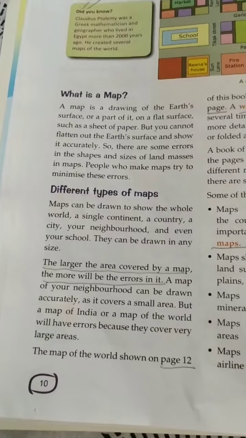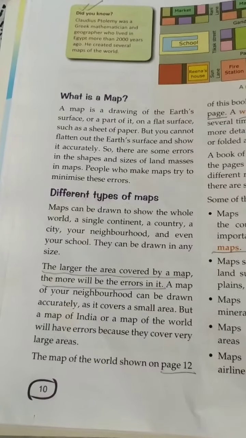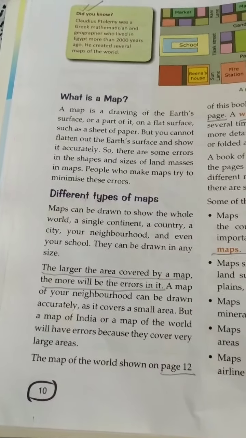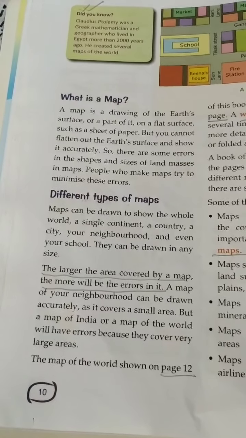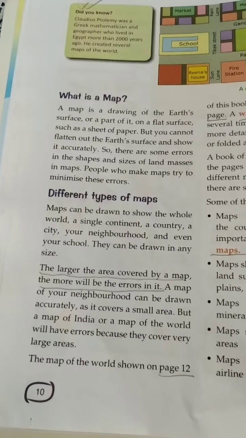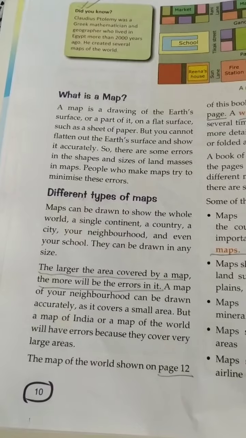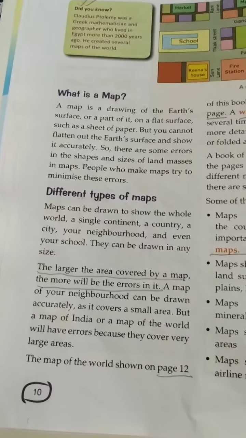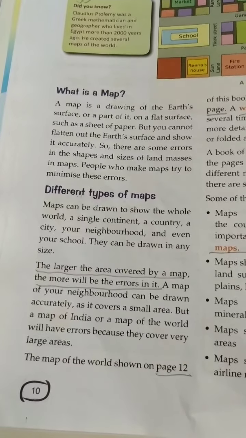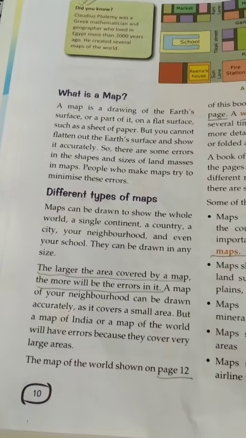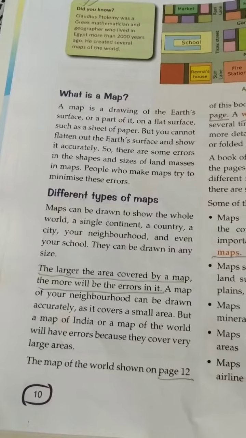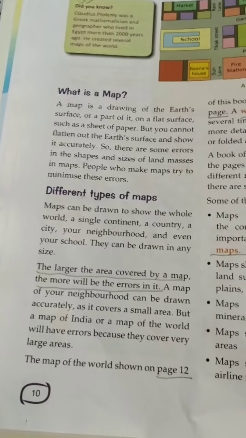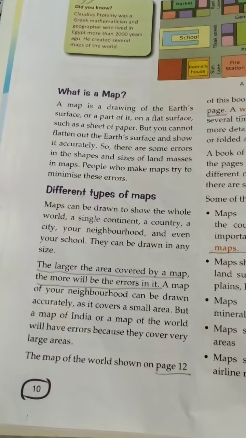The larger the area covered by a map, the more errors there will be in it. If it is a map of our neighborhood or our school or any small area, there is no error. But a map of India or a map of the world will have errors because they cover a very large area, that you remember.